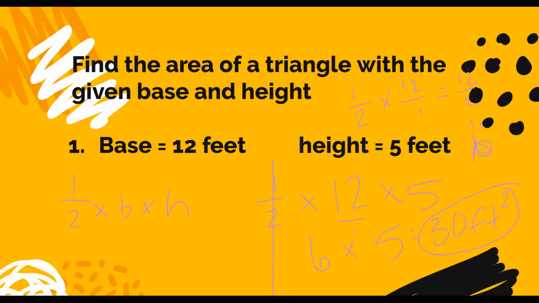Or you could have done 12 times 5 first, and gotten 60, and then done 60 times 1/2.